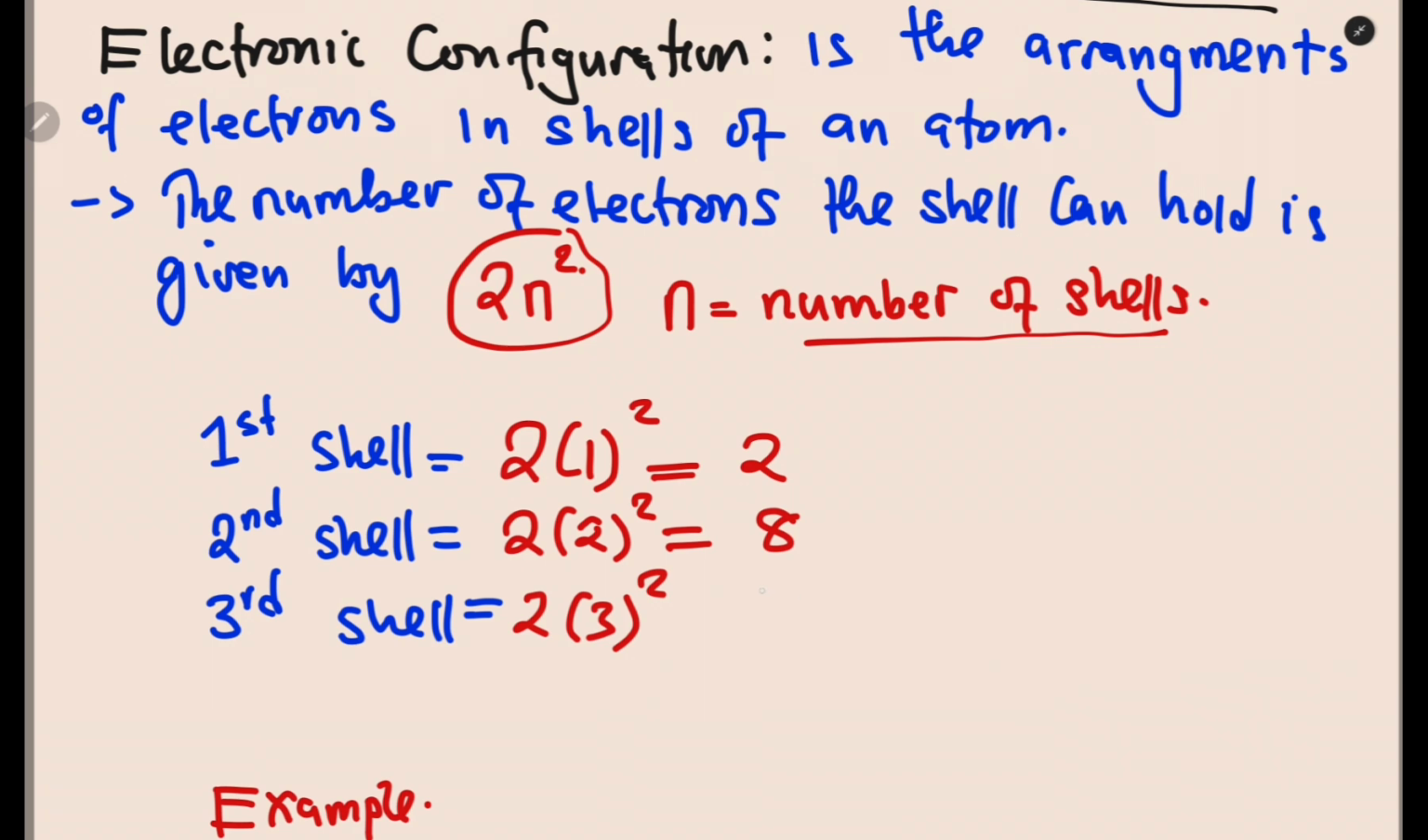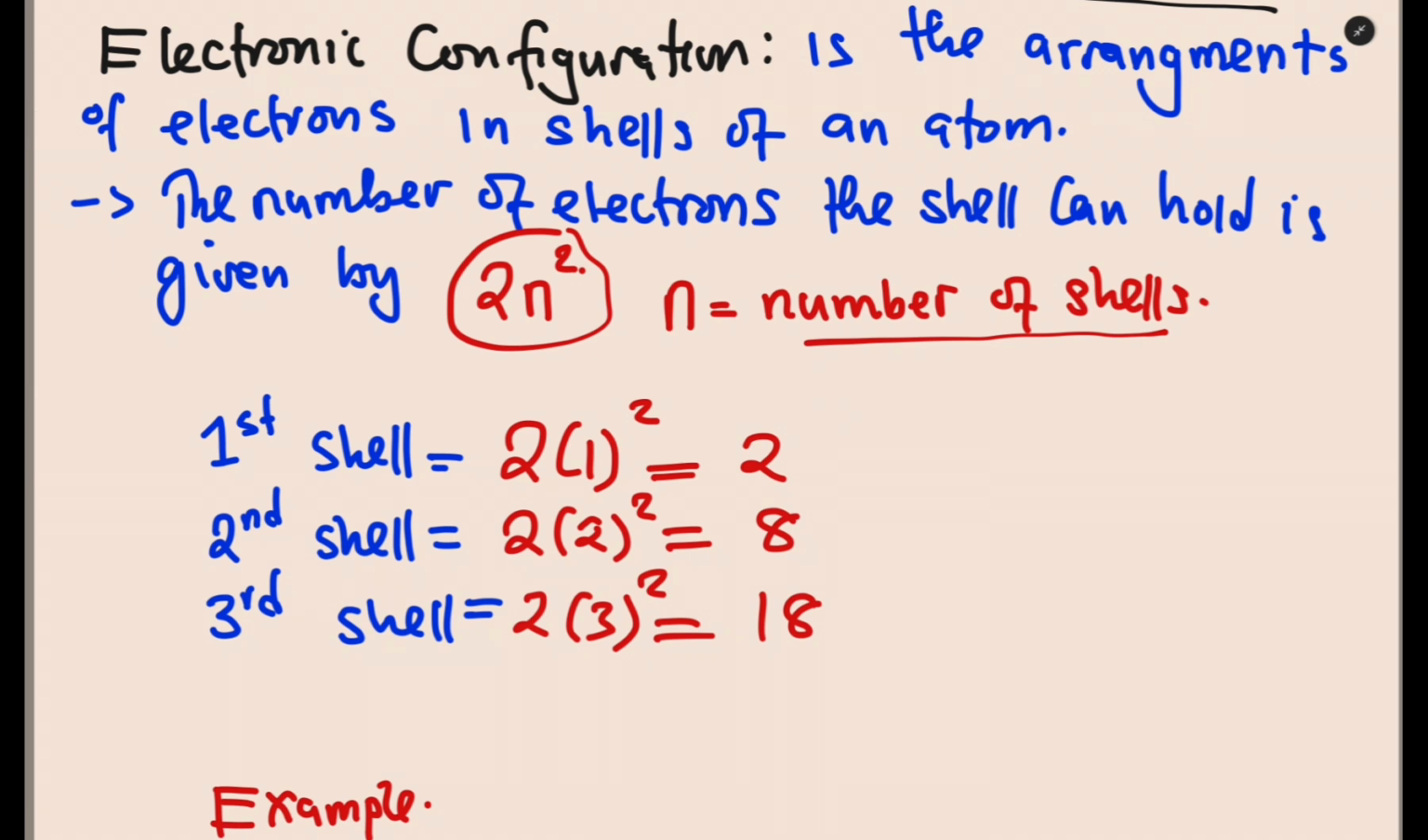3 squared is 9. Multiplied by 2, it is 18. So in the third shell, you should have 18 electrons. Okay, so please here, you should understand that the maximum number in the first shell is 2, and this shell is stable. So this is all for stability.